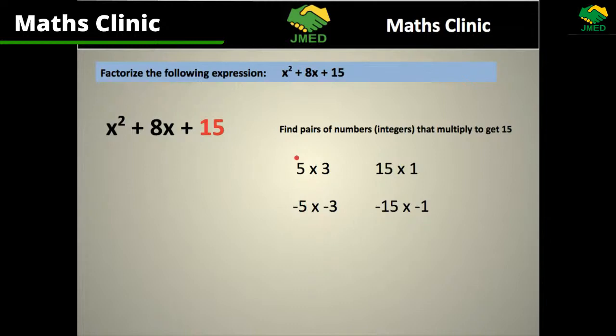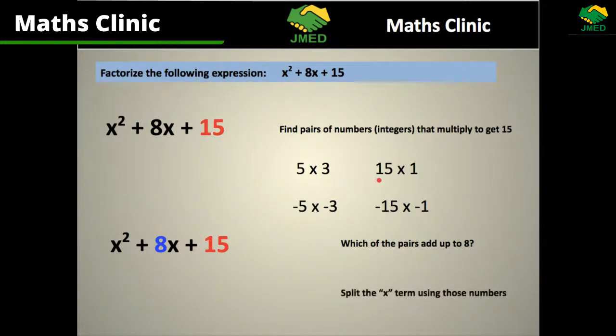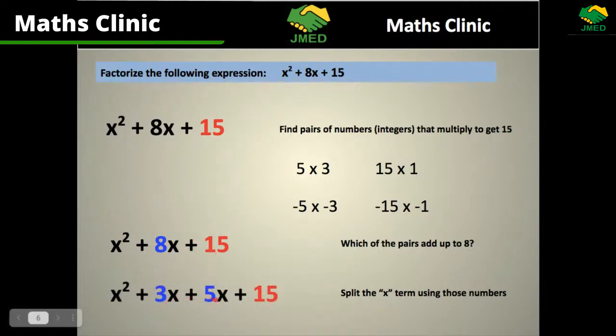Now we need to find the pair of numbers that if we add them together, we get the middle term, which in this case is 8. So we're looking for the pair that when we add the numbers together, we get 8. Which of the pairs add up to 8? Once we identify the pair, we're going to split the x term using those numbers. So notice that we have come up with the conclusion that it is 5 and 3. Now 5 plus 3 is 8. So we're at liberty to split that 8 into this format: x squared plus 3x plus 5x plus 15.